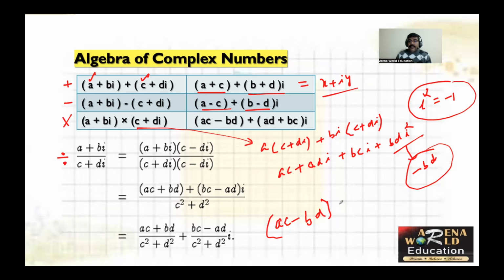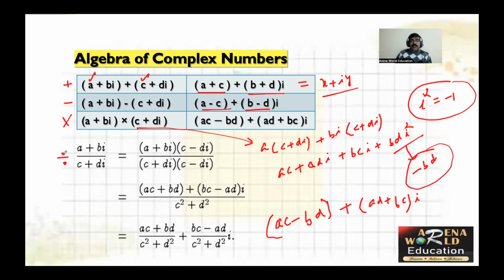And here ad plus bc will be inside the bracket and iota will be outside. So here ac minus bd is the real part and ad plus bc is the imaginary part, right?